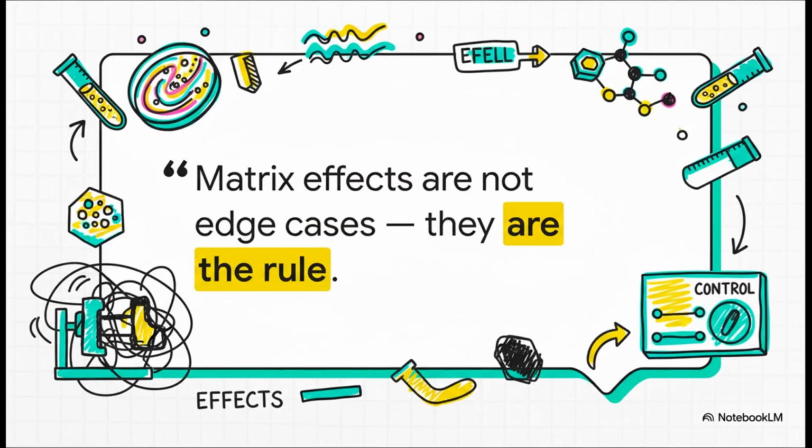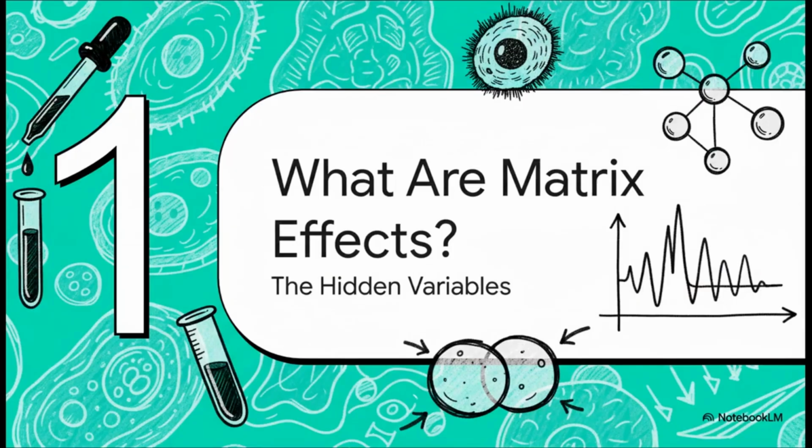I love this quote from the source material because it totally reframes the problem. These aren't some rare, weird things that happen once in a blue moon. They are an inherent, expected part of working with complex biological samples. So the key isn't to avoid them, because you can't, but to understand them and, more importantly, control them. So what exactly are we up against here? Let's take a minute and really break down what matrix effects are and where they come from.